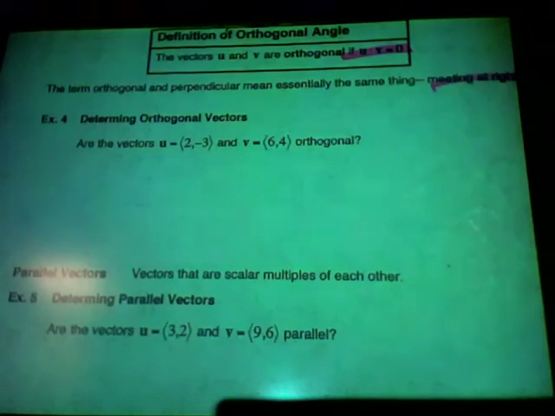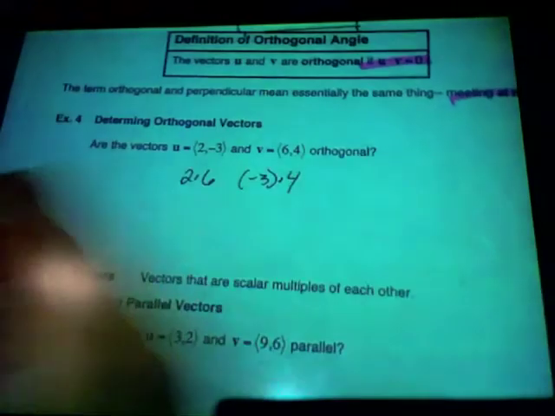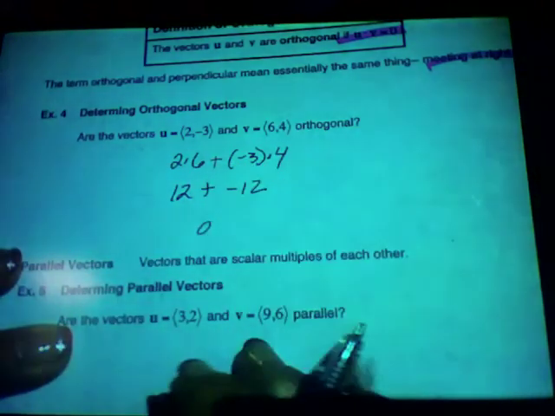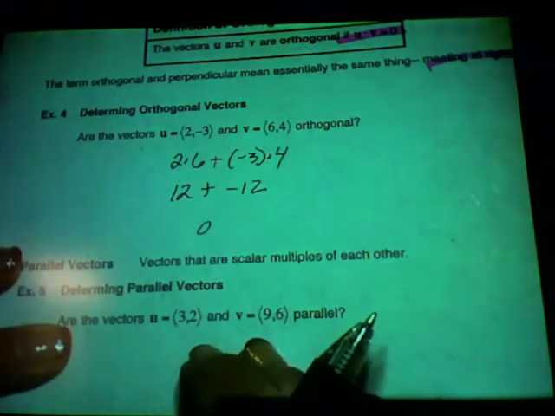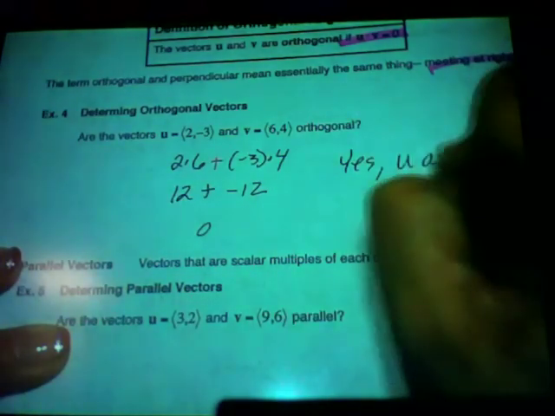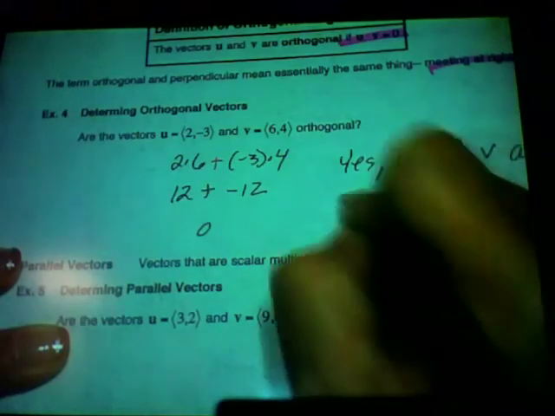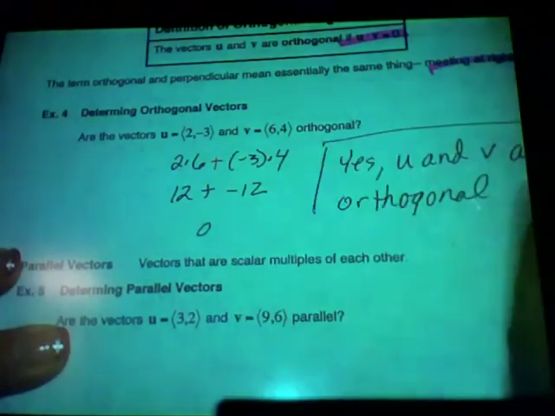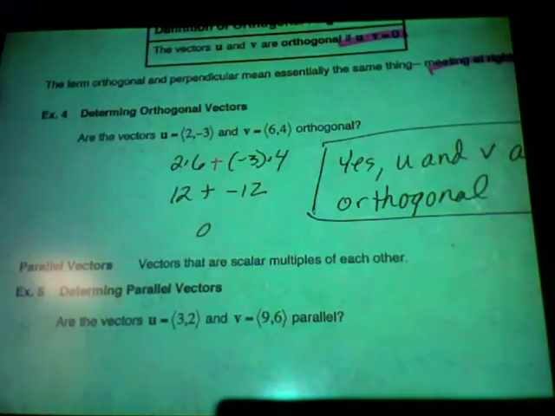So all you have to do is find the dot product. 2 times 6, negative 3 times 4, and you're going to add. So I get 12 plus a negative 12, I get 0. So what's your conclusion? Yes, u and v are orthogonal. This will be on your test. You will forget what orthogonal means. Highlight that and write study, study, study.